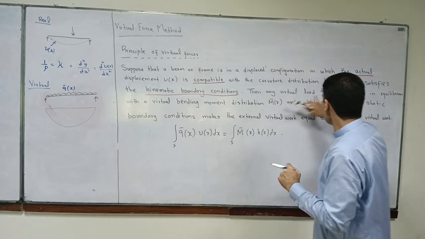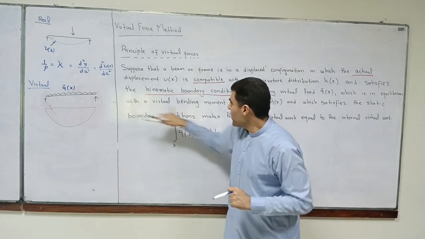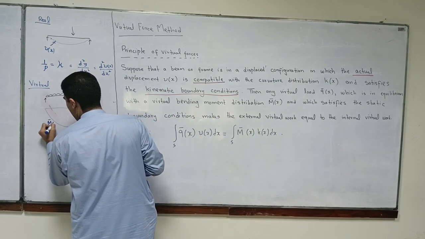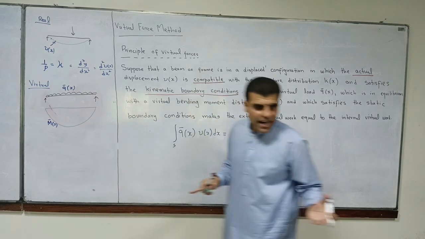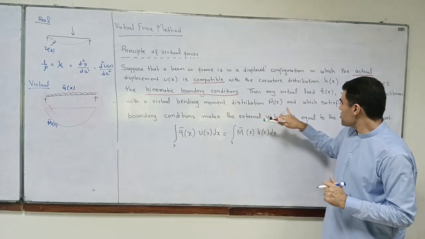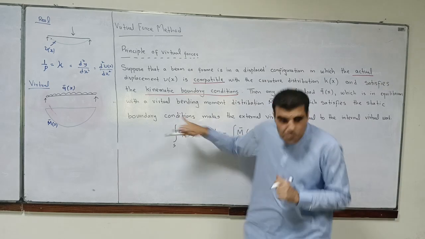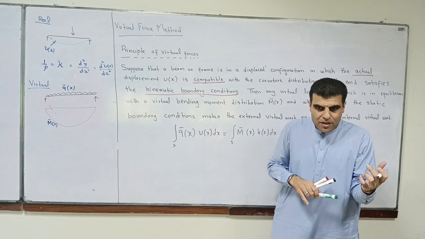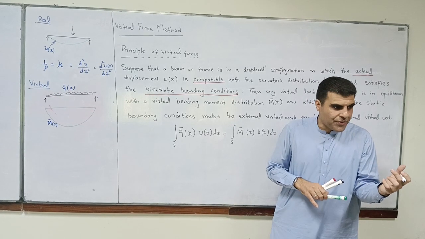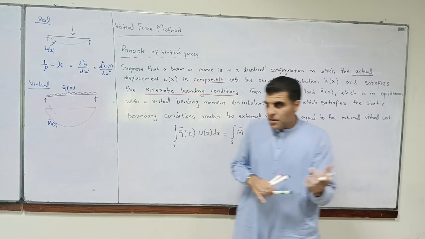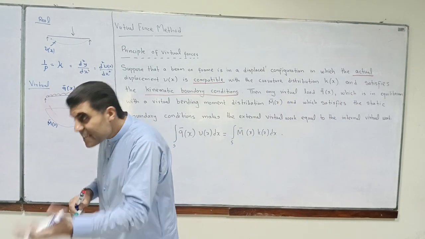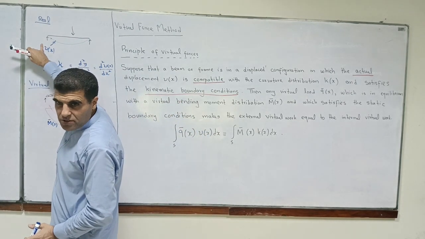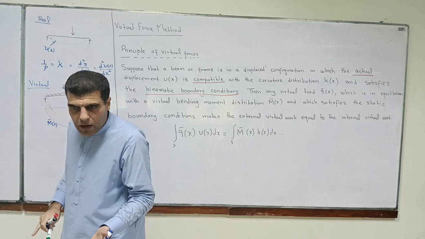So he is saying that any virtual load which is in equilibrium with a virtual bending moment. So this is the virtual bending moment, M bar x, okay? This bending moment profile is a virtual bending moment distribution, which satisfies the static boundary conditions. What are the static boundary conditions? Yes, moment and force. So moment at this point must be equal to 0 and there must be a reaction at this point. That is a static boundary.